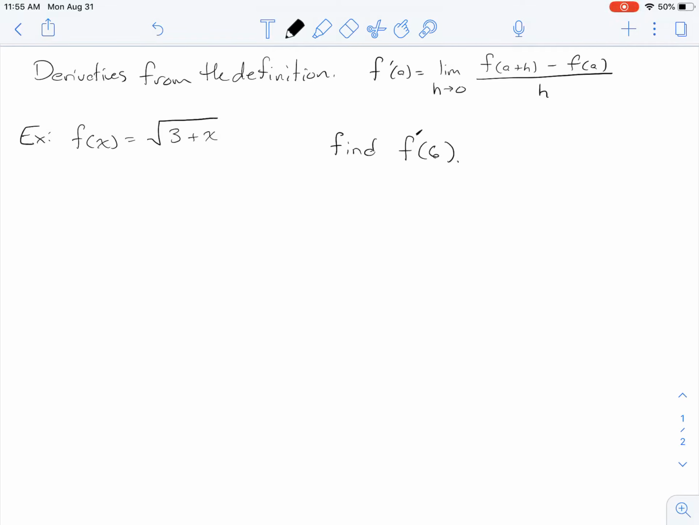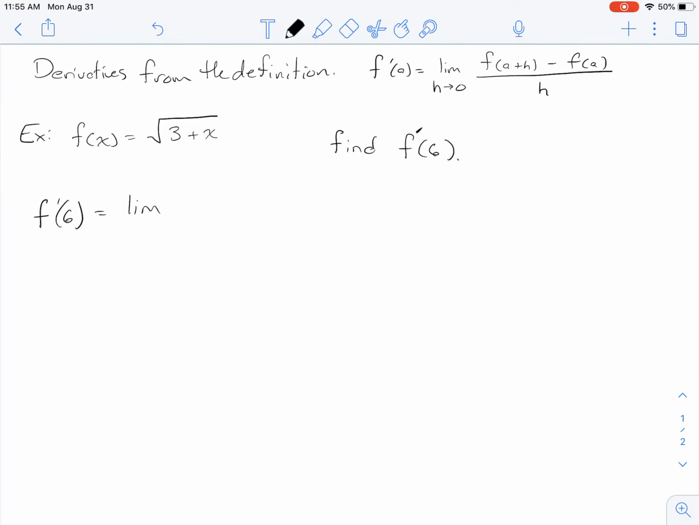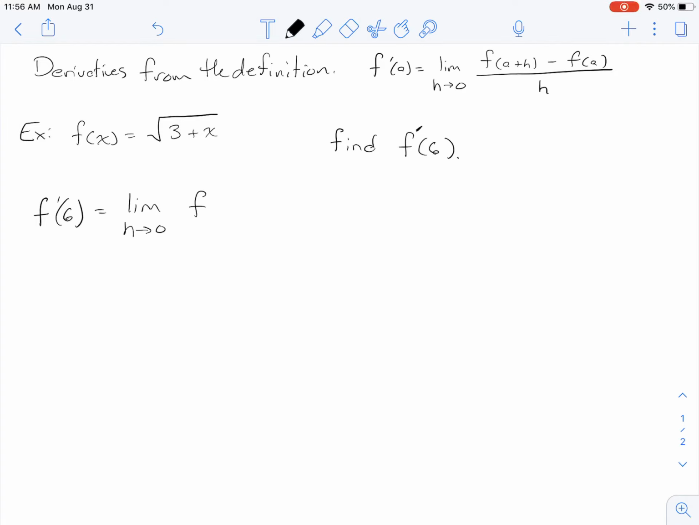Let's do this example. We want to find f prime of 6 for this function. So f prime of 6 is going to be the limit as h goes to 0 of f of 6 plus h minus f of 6 over h. Now we'll go over here and work out what f of 6 plus h is.